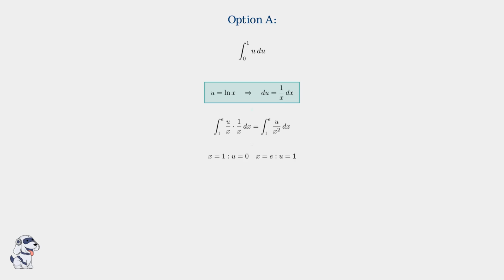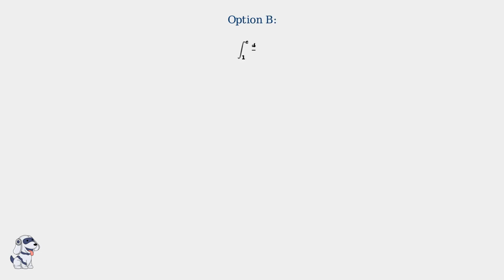When x equals 1, u equals 0. When x equals e, u equals 1. So the integral becomes from 0 to 1 of u du, which matches option A. Option A is equivalent. Now let's check option B, the integral from 1 to e of u over x du.